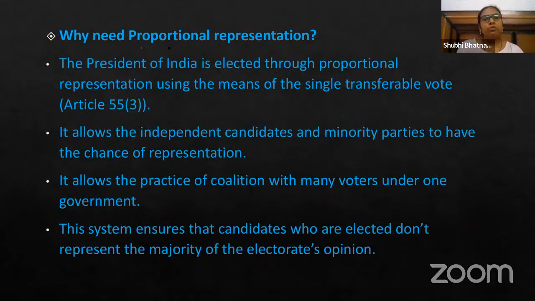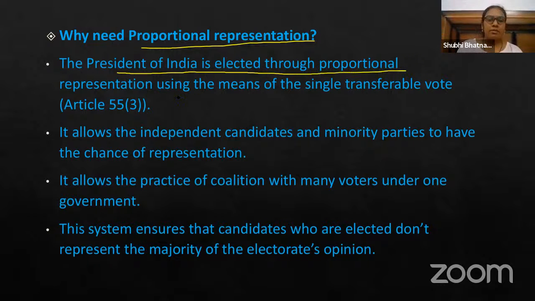Now, why need proportional representation? Let's try to understand that. The President of India is elected through proportional representation using the means of the single transferable vote according to Article 55. ठीक है, so ये important हो जाता है article.